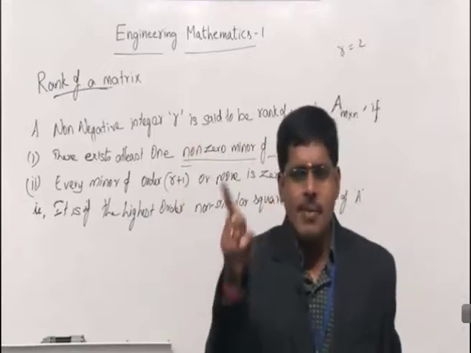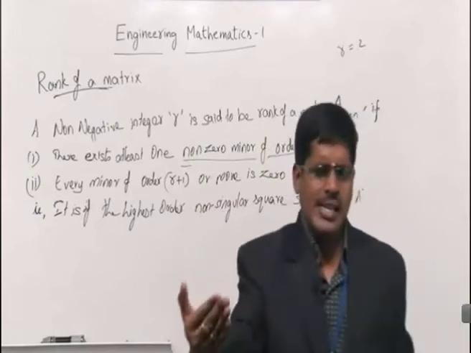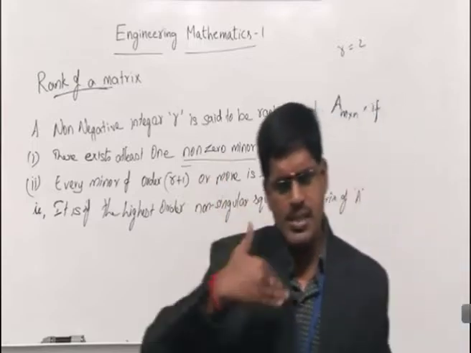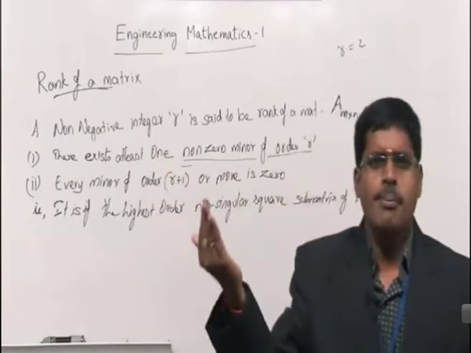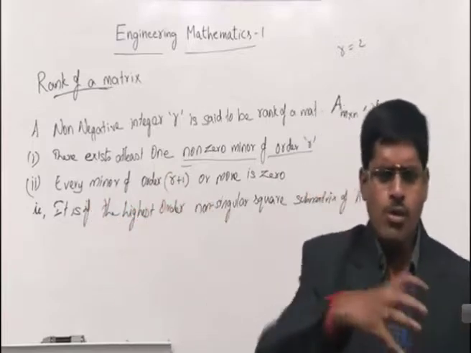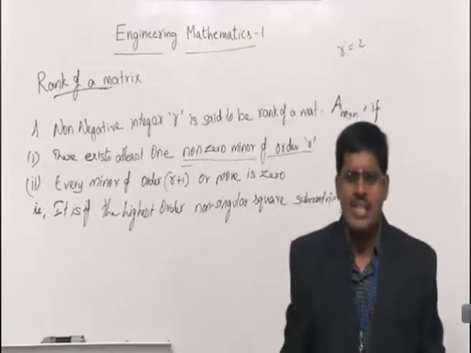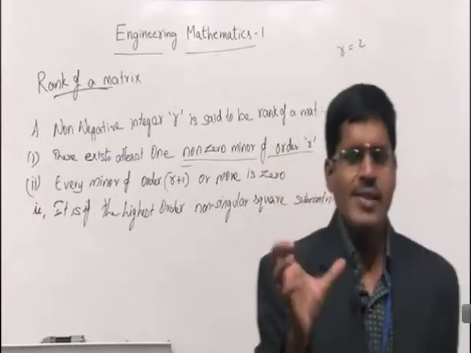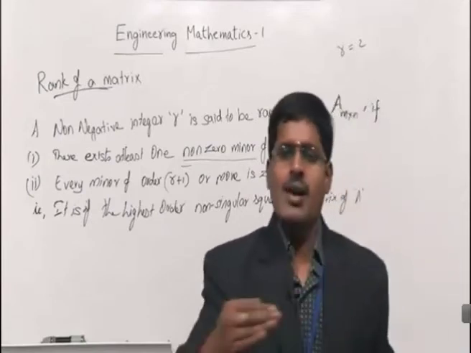Suppose you do not find a 3 by 3 whose determinant is not equal to 0, that means all 3 by 3 determinants in the given 3 by 4 matrix are zero. Then go to the next level. In a 3 by 4 matrix, 4 by 4 and 5 by 5 do not exist. So once the 3 by 3 determinants are 0, go down. Go down means find a 2 by 2 matrix whose determinant is not equal to 0. So in rank problems you always begin with the highest square submatrix determinant. Whenever it is not equal to 0, that order is called the rank of the matrix.